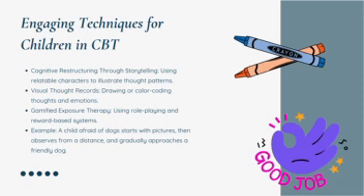Next, we can move on to journaling and thought records for teens. This is where we could do daily mood tracking, gratitude journals, and CBT worksheets. Also for technology integration, CBT apps for thought logging, videos and animations explaining CBT concepts, and online chat-based check-ins. So for example, if a child is afraid of dogs, you could start with pictures, then they can observe a dog from a distance and gradually approach a friendly dog.